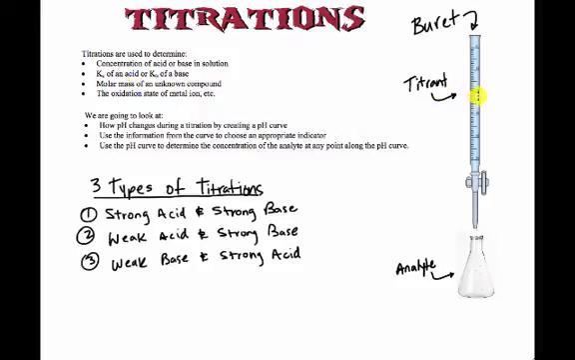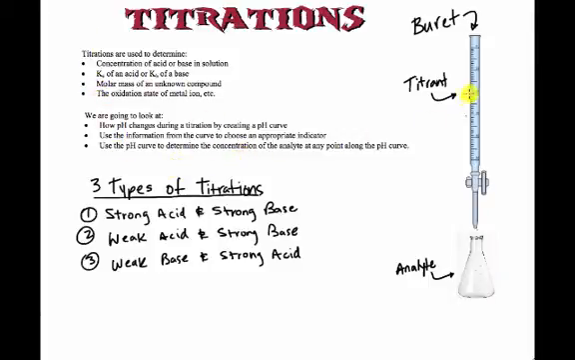Find the molar mass of an unknown compound, oxidation state of metal ions. There's a lot of uses for these titrations. So we will actually do, if not all of these, definitely the first two, and most likely the other two, depending on how much time we have second semester.